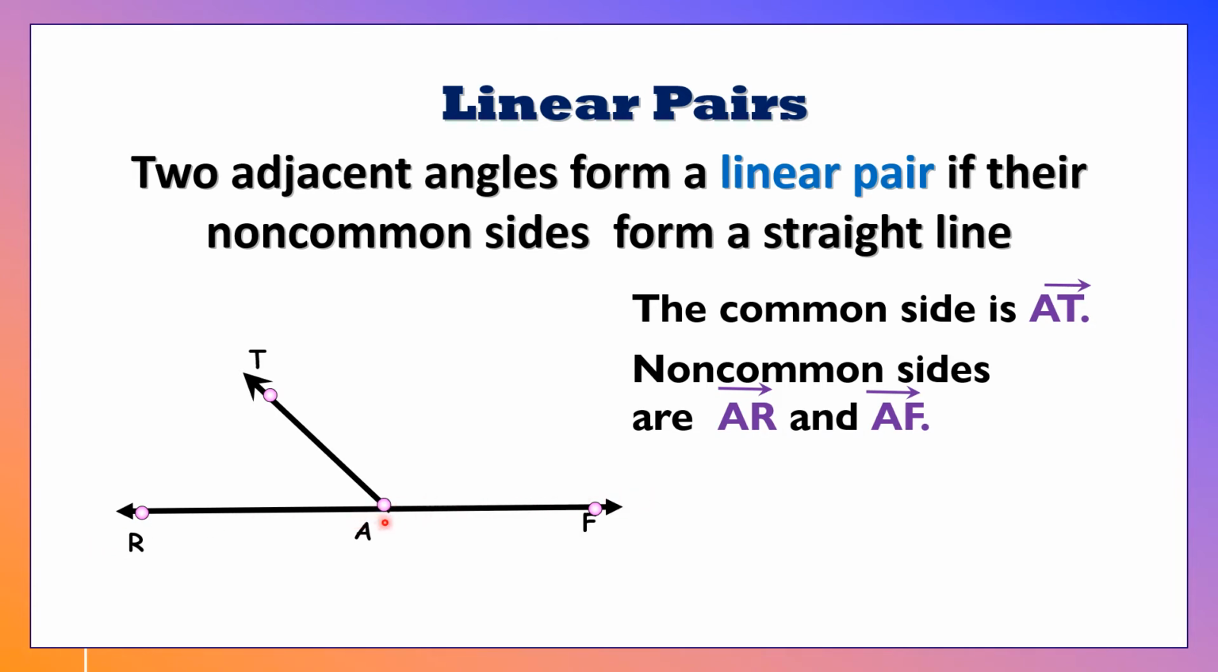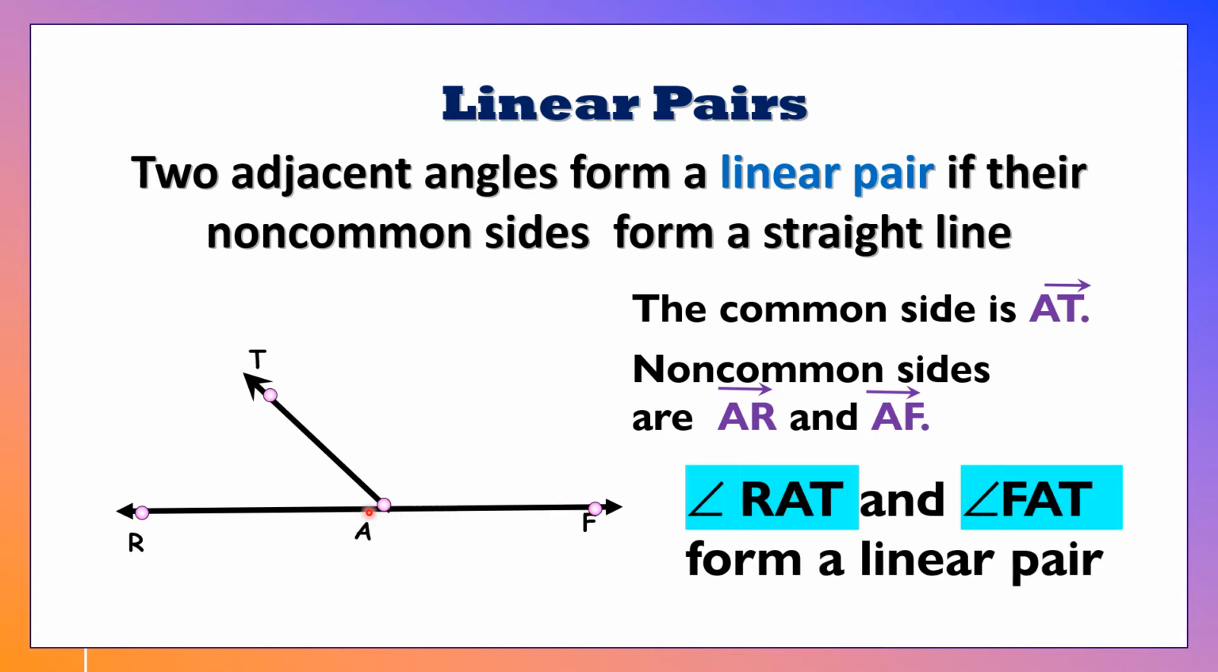Okay, these are opposite rays. So yung non-common sides niya ay opposite rays. So that means angle RAT and angle FAT form a linear pair.